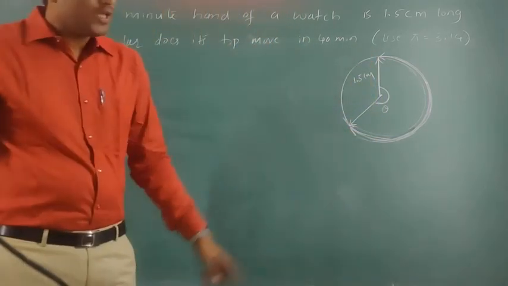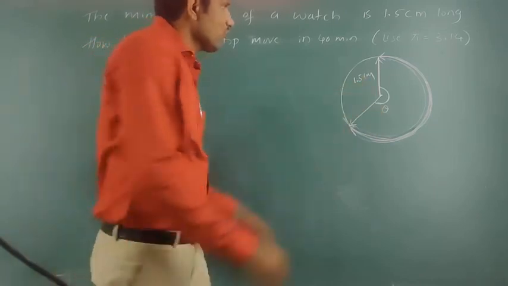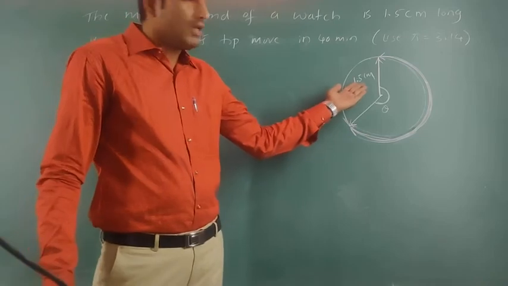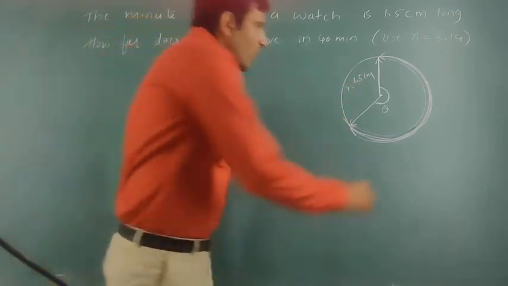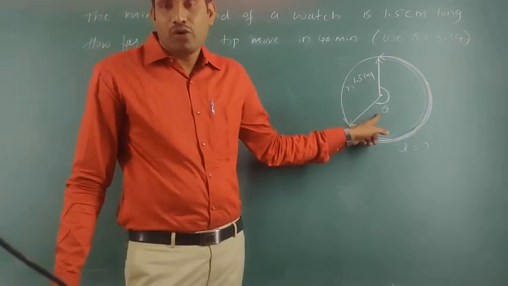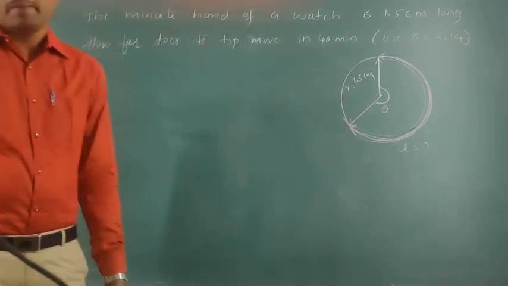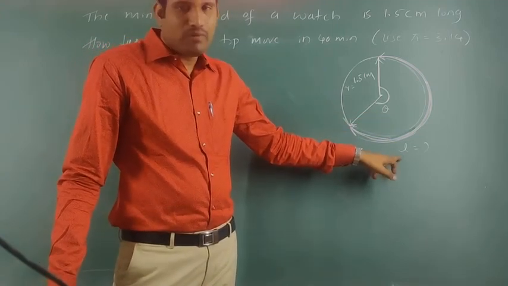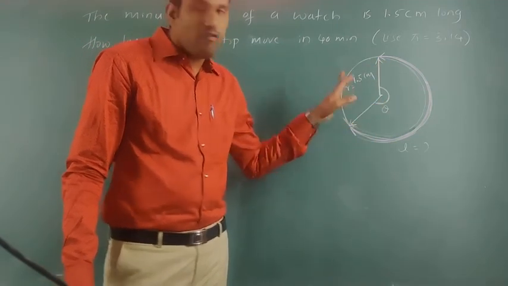Is it clear, students? Even this, we know r. r is nothing but the radius of the circle. This is in the shape of a circle. The radius is 1.5. We have to find this L, the arc length. This theta we don't know, so first we have to find theta. If we get the answer for theta, then easily we can find L. That L is nothing but the distance traveled by the tip in 40 minutes.